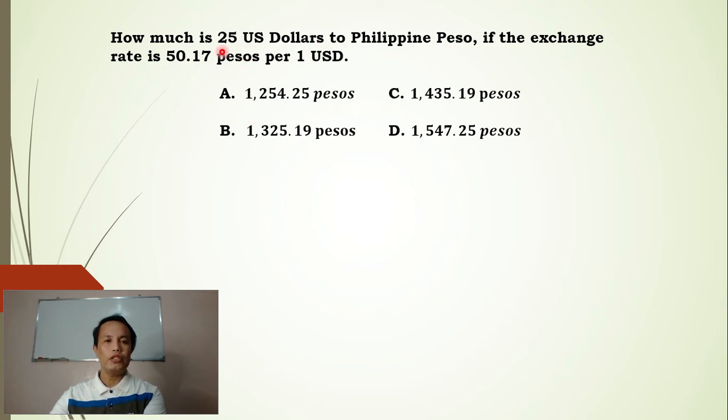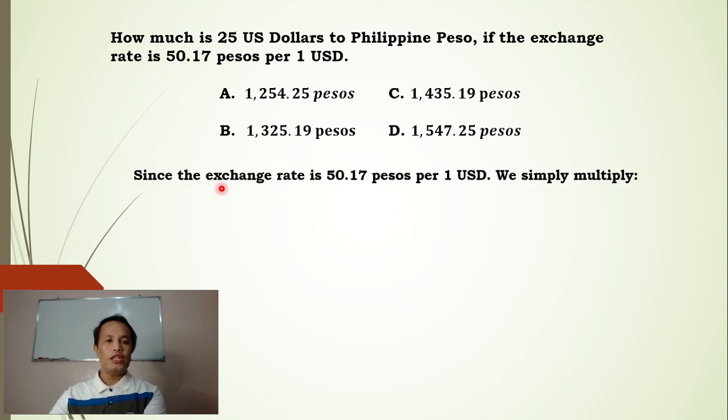Now, in this problem, we are told to convert the US dollars to Philippine peso. So, 1 US dollar is how much in Philippine peso? The exchange rate is 50.17 pesos per 1 US dollar. So, since the exchange rate is 50.17 pesos per 1 US dollar, we just simply multiply the given, which is 25 US dollars, times the exchange rate, 50.17 pesos per 1 US dollar.